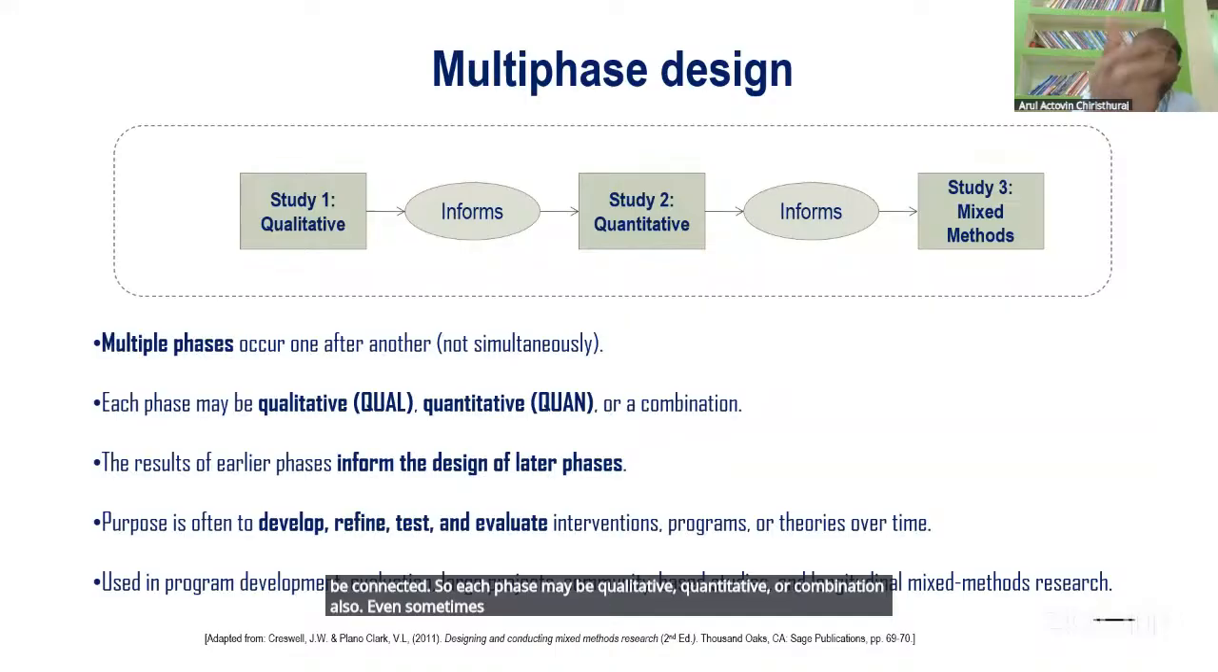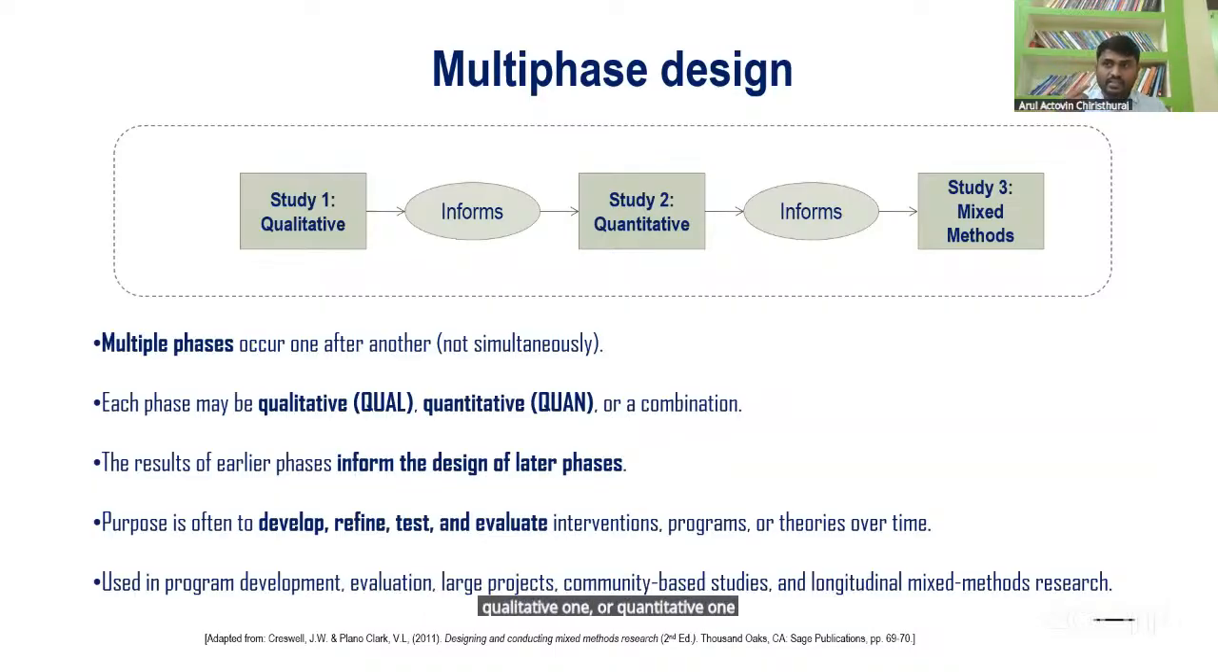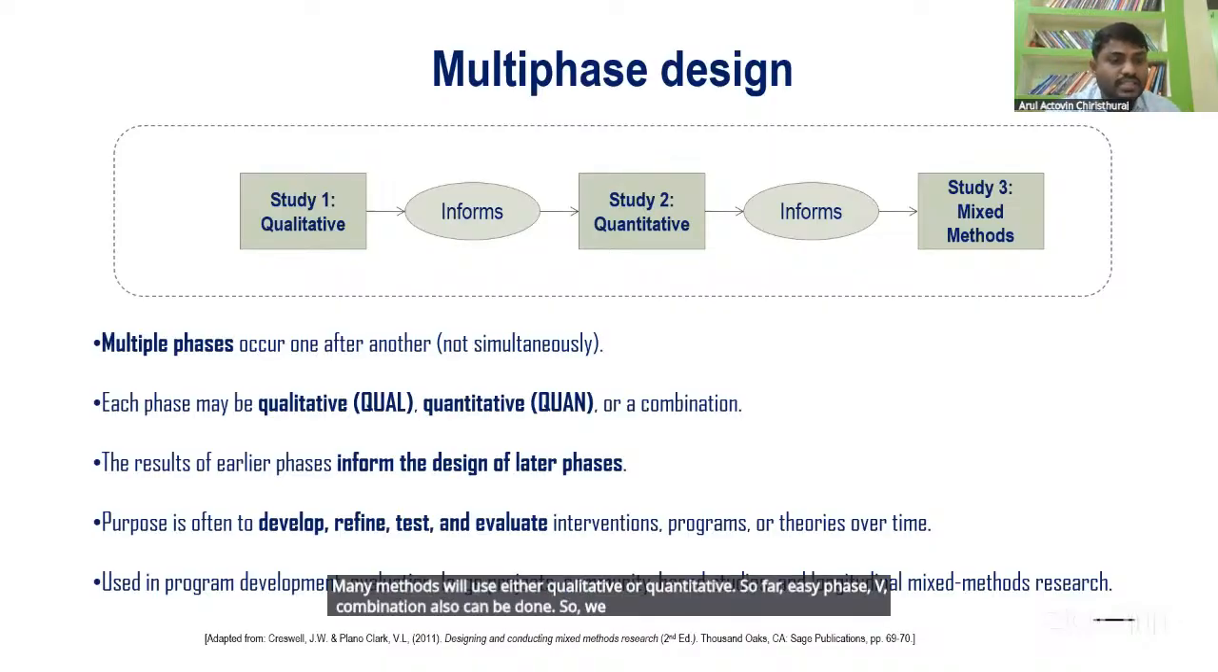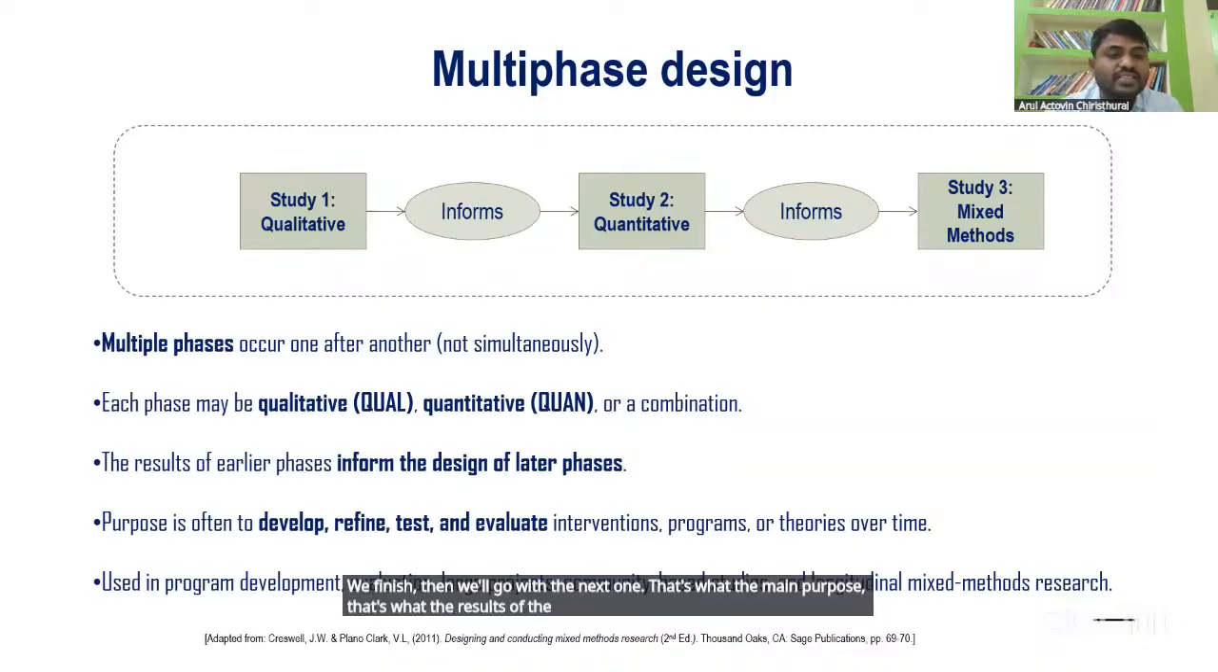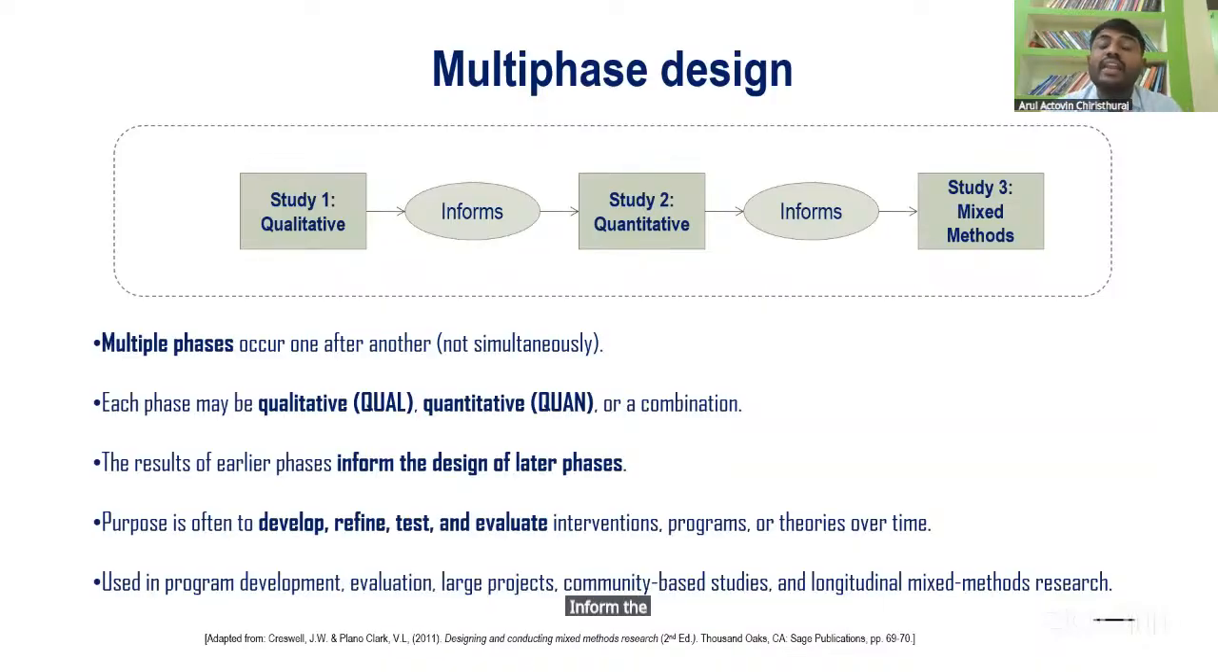Sometimes the first phase will start with an embedded design, which can use either a qualitative or quantitative method within it. So for each phase, a combination can also be done. We start with that, and the results of the first study inform the second study. Once the second is finished, we go with the next one. That's the main purpose: the results of the earlier phases inform the design of later phases.